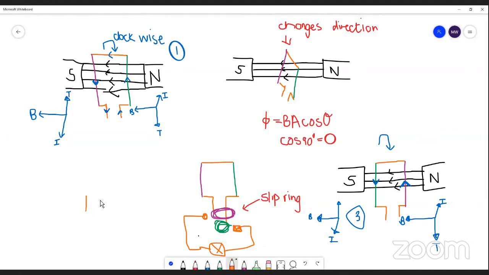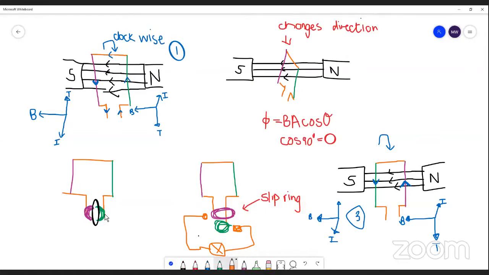But if we wanted it in one direction, so if we wanted DC current, then we would use split rings. And they just look like these half moon shaped circles. And then for your other side, and there is this gap here in the middle where they are not touching each other.